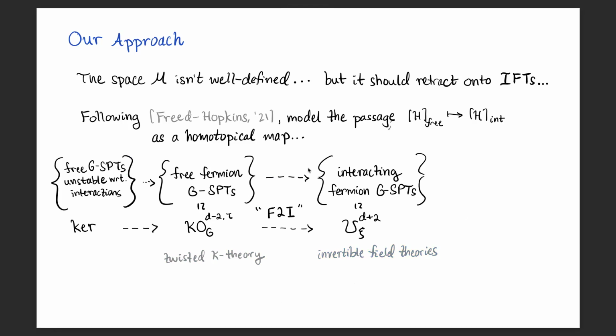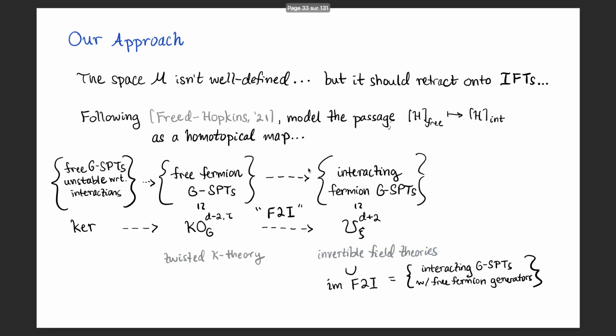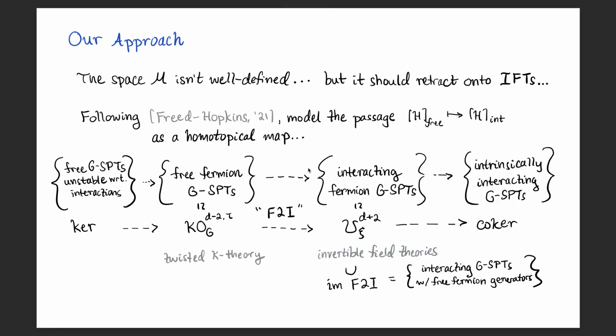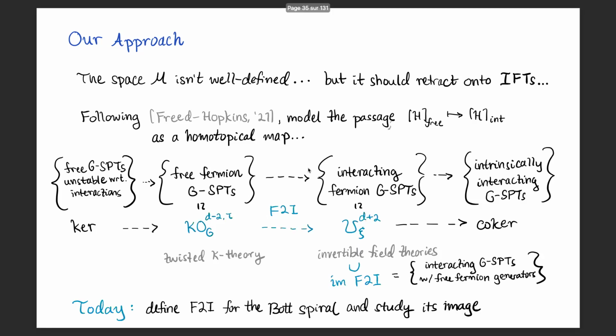Sometimes it'll have a kernel, like the 8 copies of that time reversal symmetric Majorana chain might, so you can also study the image. So these are the interacting models connected to free fermion Hamiltonians. You could also have a cokernel with intrinsically interacting SPTs. We're not going to study that today for our example.